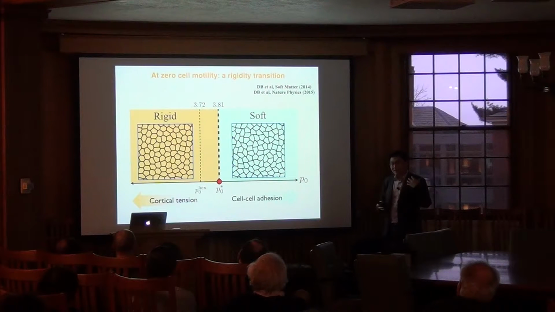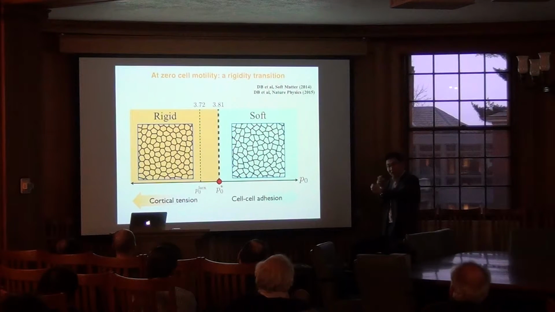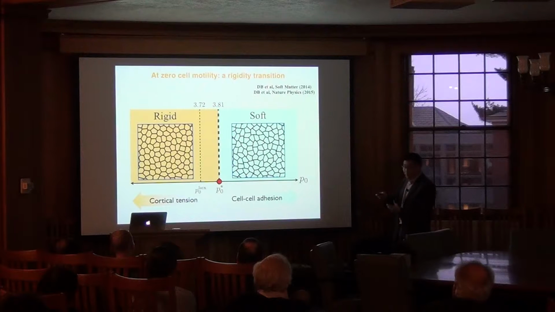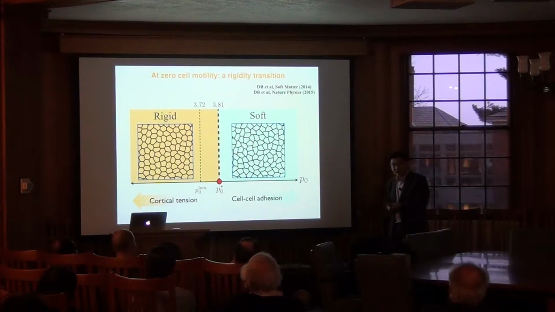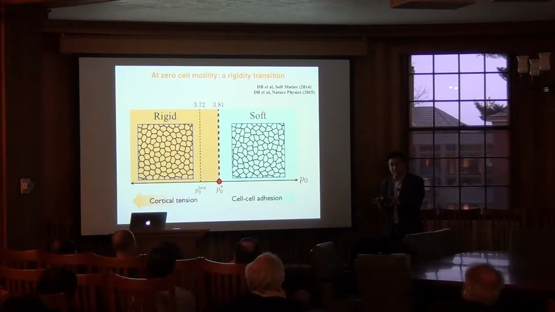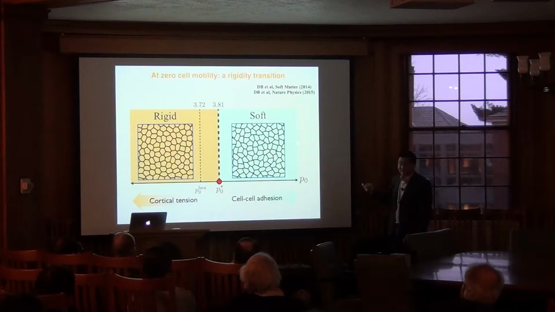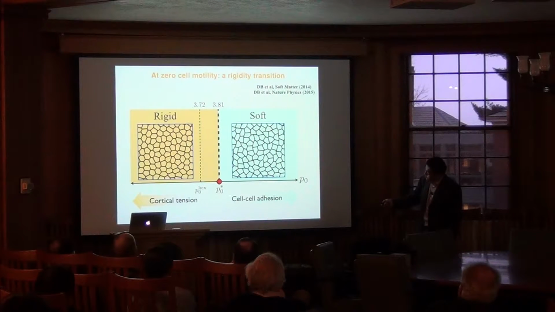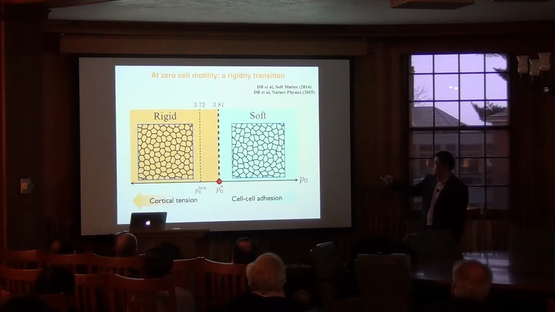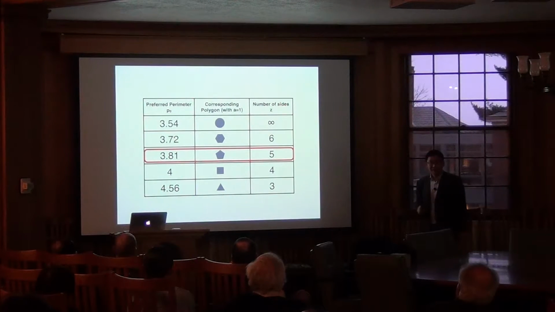So think back to the picture with particles, where the more attractive particles are, they actually become more rigid. But here, the more adhesive cells are, they actually become softer. So it's sort of maybe a counterintuitive result, but this is because cells are really not modeled well by isotropically shaped particles, because cells, after all, are deformable objects, and adhesion actually has a different effect for these deformable polygonal objects. So the transition occurs at this P0 star, and it's 3.813. And actually it has some geometric meaning.